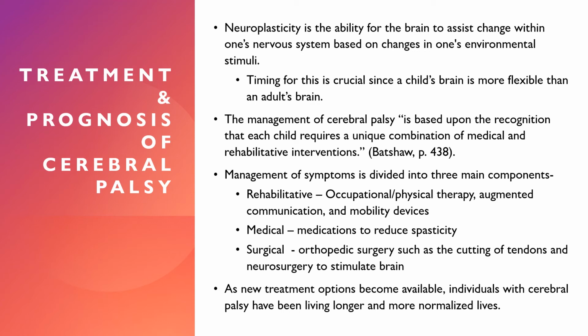What about the treatment and prognosis? What can be done to treat individuals with cerebral palsy? Well, the word neuroplasticity is important because it focuses on the ability of the brain to change over time. And when the brain can change over time, it can also change certain things that it controls, like the nervous system. That's often done based on environmental stimuli. Now, timing is crucial since a child's brain is more flexible than an adult's brain.